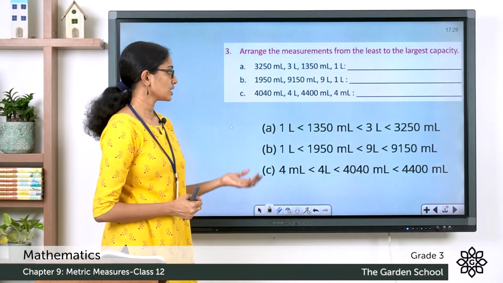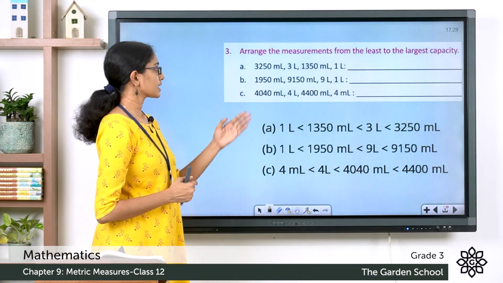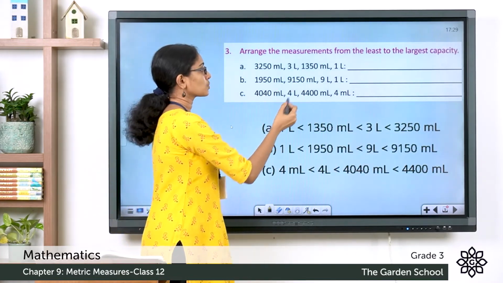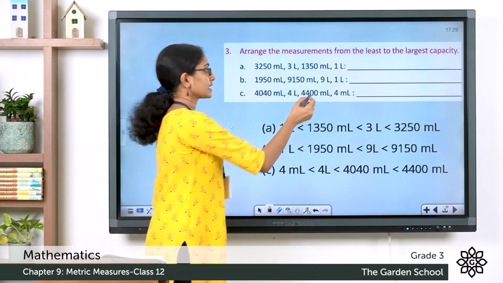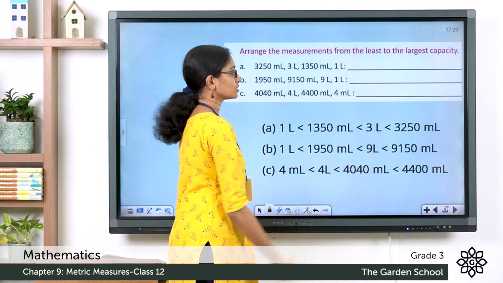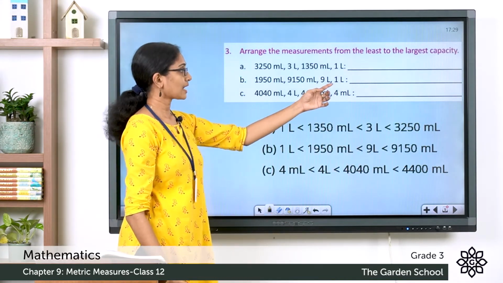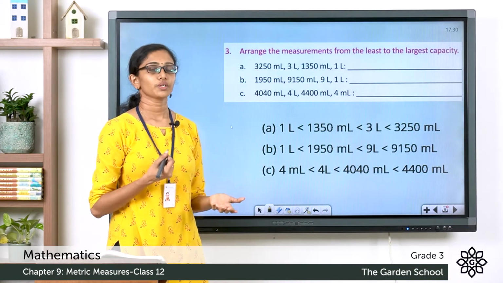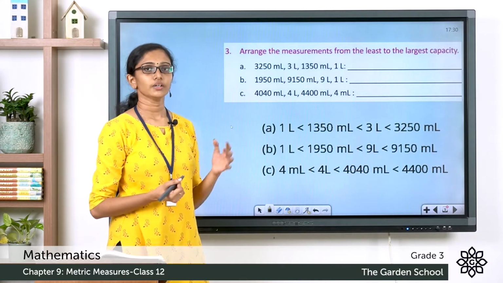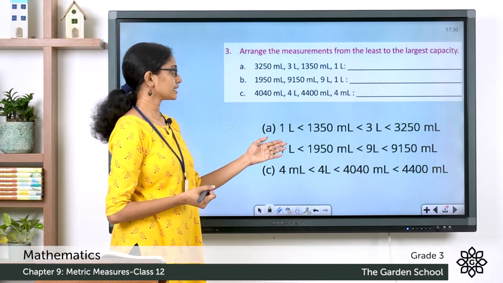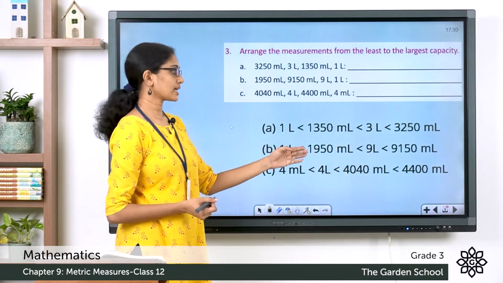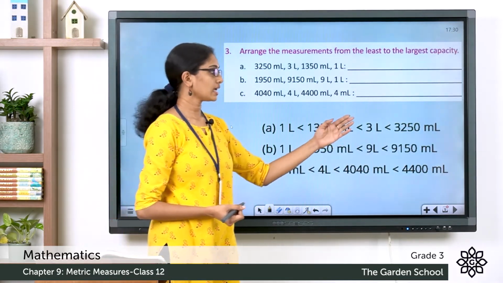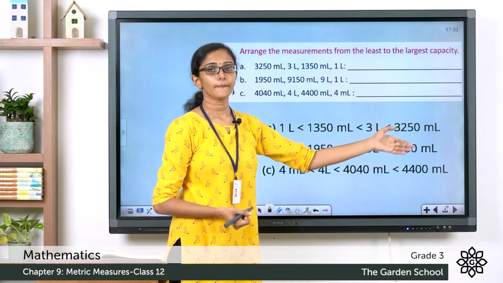3250 milliliters. Similarly, the next one, here we have 1950 milliliters, 9150 milliliters, 9 liters, which is equal to 9000 milliliters, and 1 liter, which is equal to 1000 milliliters. So when you arrange them in ascending order, you have the correct order as 1 liter less than 1950 milliliters less than 9 liters less than 9150 milliliters.